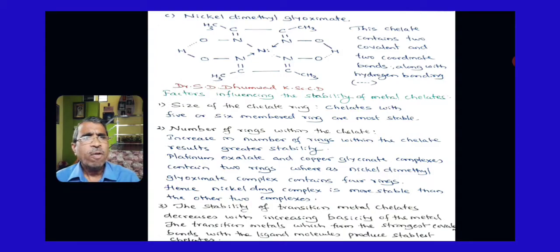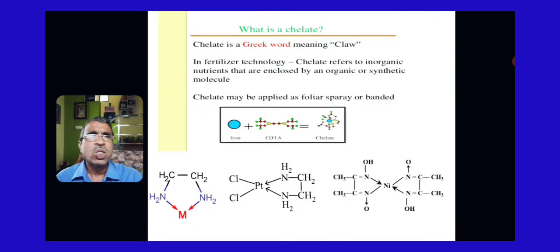The stability of transition metal chelates decreases with increasing basicity of the metal. The transition metals which form the strongest covalent bonds with the ligand molecules produce the most stable chelates. So these are the various factors.